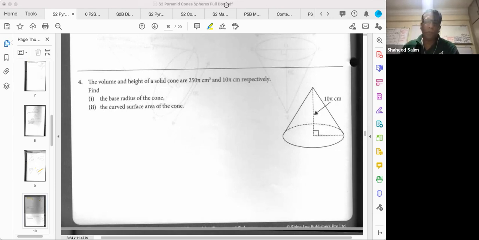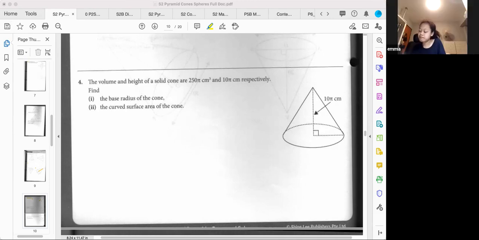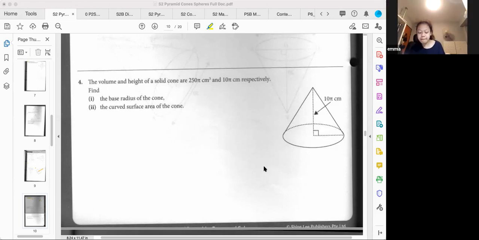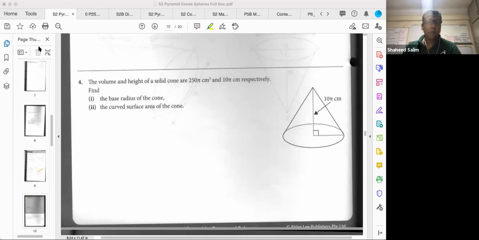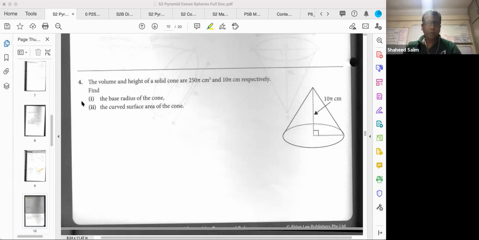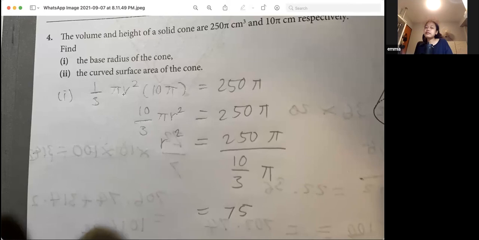You got 75 again, is it? You know what 75 is? It is the area of the base, right? Okay, never mind. I will have a look now. Let me just have a look at this one, right? So again, okay, very good.